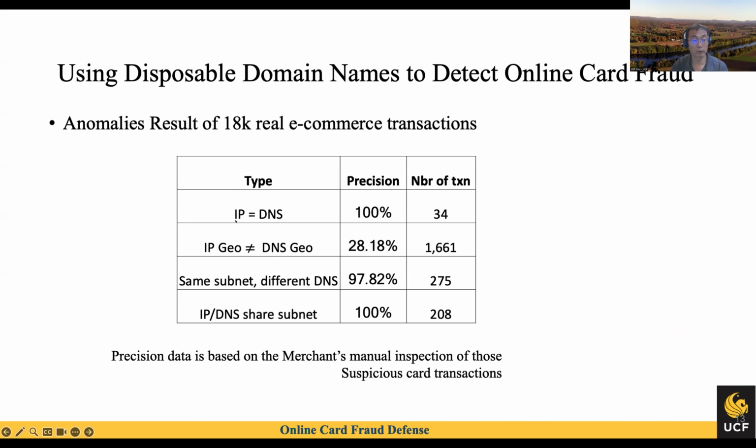We find that if the client IP address is equal to its local DNS server's IP address, it's 100% a fraud, because normally a normal user's IP address is surely different from the local DNS server's. And if they share the same subnet but have different addresses, it also has a very high percentage of being fraud. If the IP address and the local DNS server share the same subnet, it's also 100% fraud transactions. So this is the evaluation based on real-world transaction data. It can actually catch many of those fraud transactions.